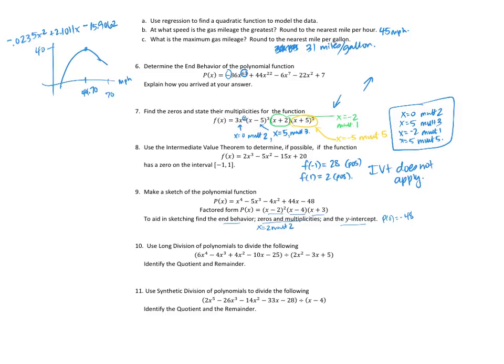The zeros are x equals 2 multiplicity 2. That means it's going to touch and turn at 2. x equals 4 multiplicity 1. That means it's going to cross at 4. And x equals -3 multiplicity 1 as well. So it's going to cross at that one. And then for the end behavior, I can see it's a quartic and it's positive, and so the end behavior is going to be like that.